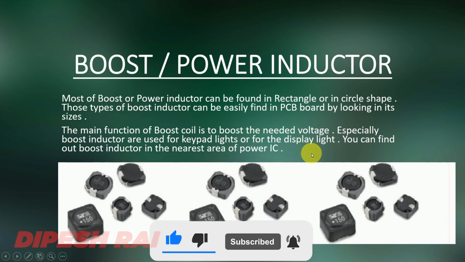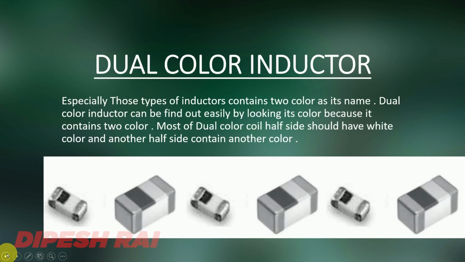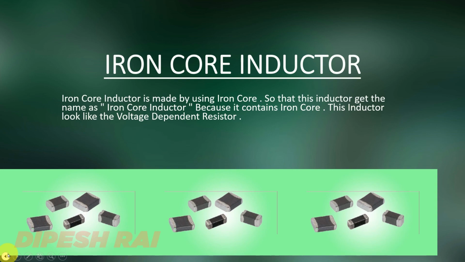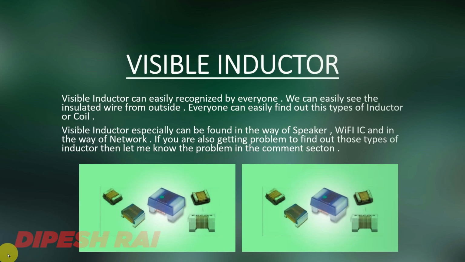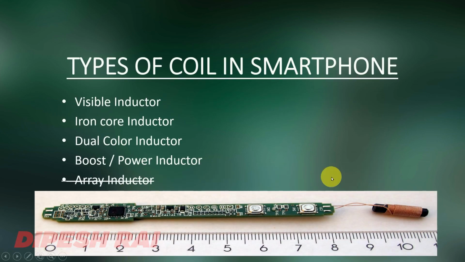Okay, so today we discussed four types of coil or inductor. Just wait for a moment, I am going to show you all the slides from the beginning. Now you can see that we discussed the visible inductor, iron core inductor, dual color inductor, and boost or power inductor. Hoping that you get a few ideas about the inductors available inside the smartphone PCB board.